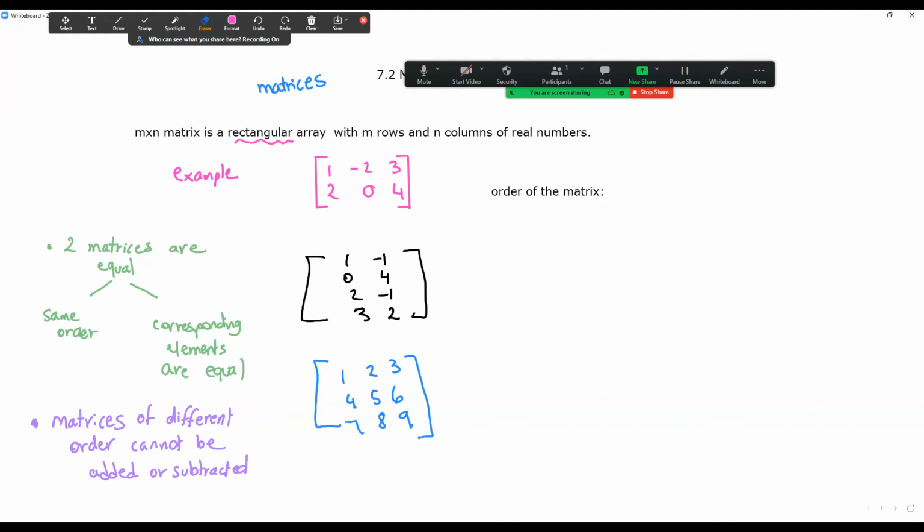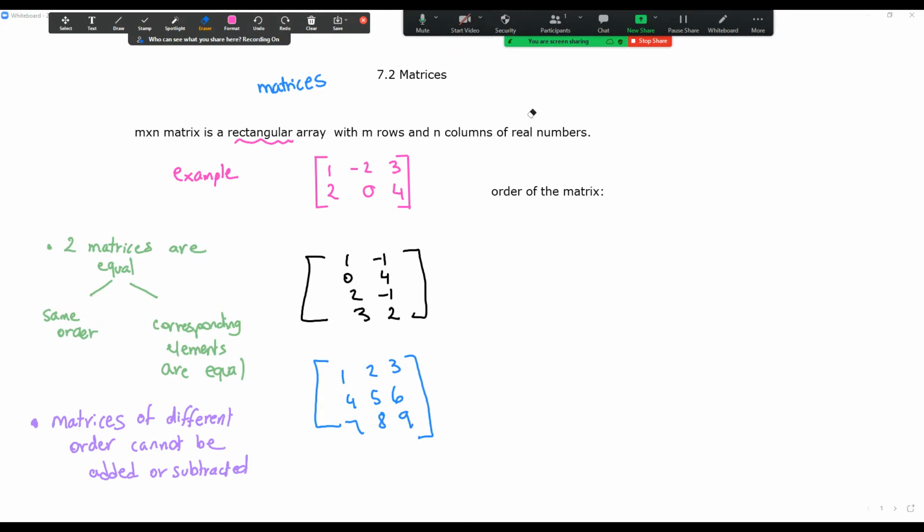Hi, in today's video, we're going to start section 2 of chapter 7, which is about matrices. Matrix is an important concept in upper math classes, so that's why it's good to get exposed to this concept before you transition to an upper math class. And the singular form of this is matrix. The plural is matrices. So what is a matrix?